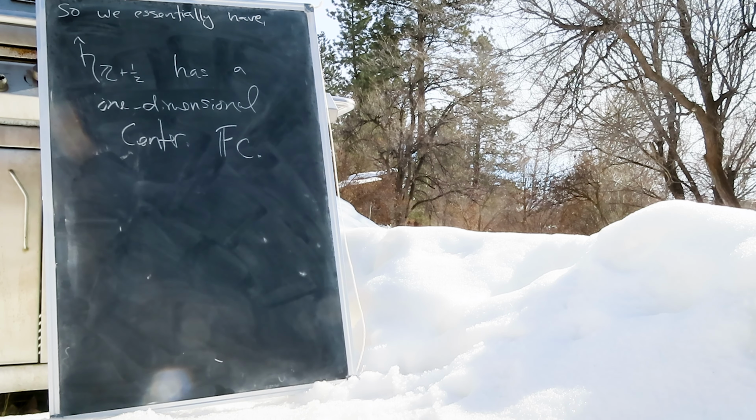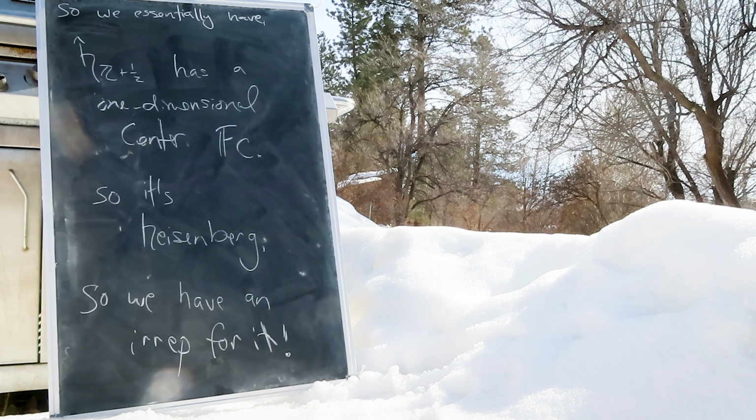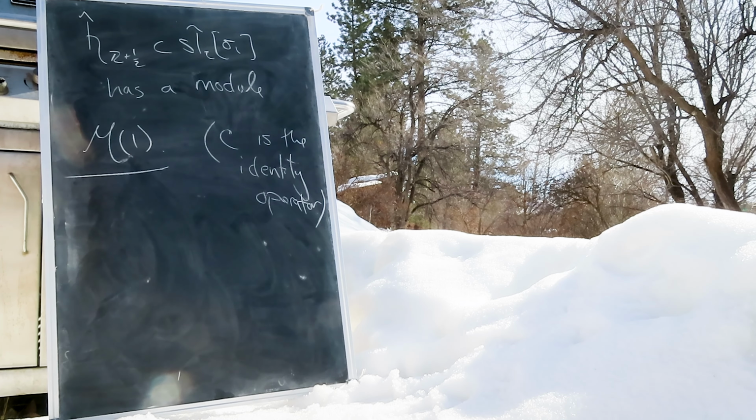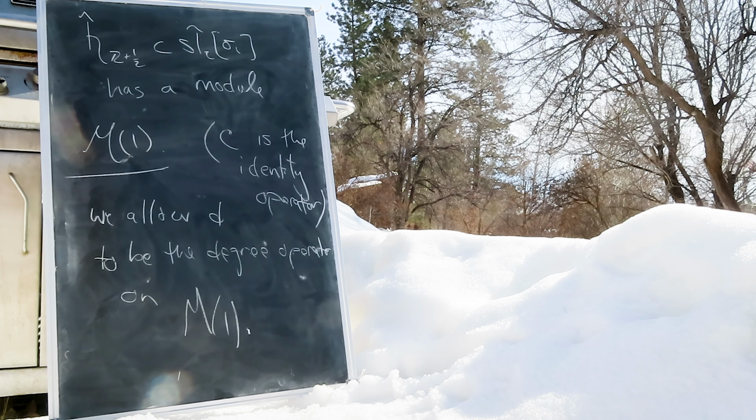Now, h hat z plus 1/2 has a one-dimensional center spanned by the central element C. So, of course, the subalgebra is Heisenberg, and as you might remember, by the Stone-von Neumann theorem, we have an irreducible representation for it in terms of the symmetric tensor algebra of the negatively graded subspace of h hat z plus 1/2. On this module, C acts as the identity operator, which we take as definition at this point. And of course, D is the degree operator.